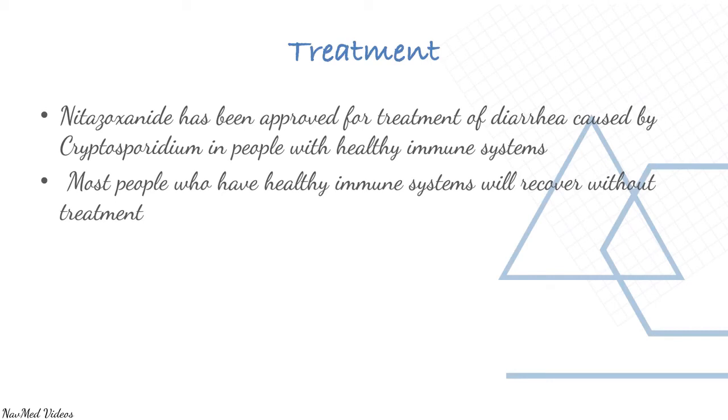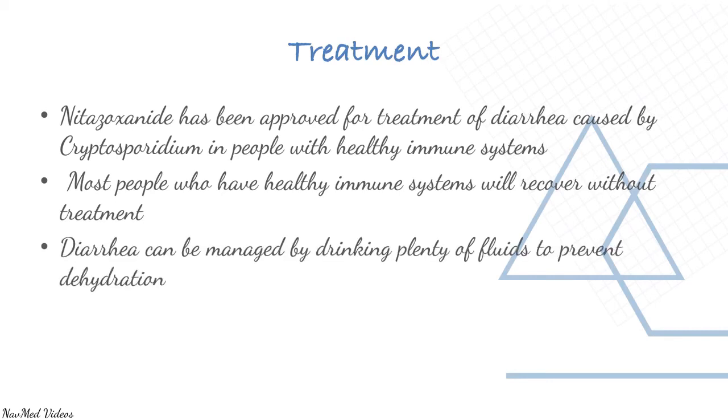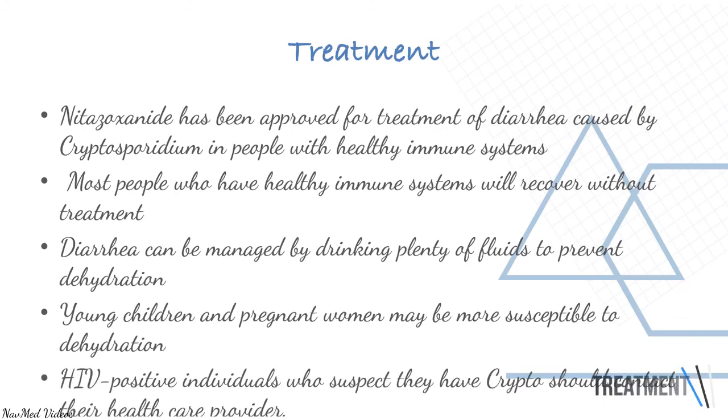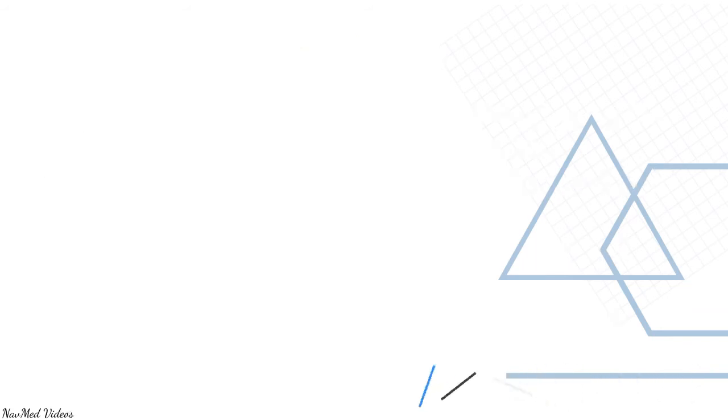Most people who have good immune systems recover. Plenty of fluids are needed for diarrhea management. Young children and pregnant women are more susceptible to dehydration. HIV-positive individuals who suspect they have crypto should contact their healthcare provider.